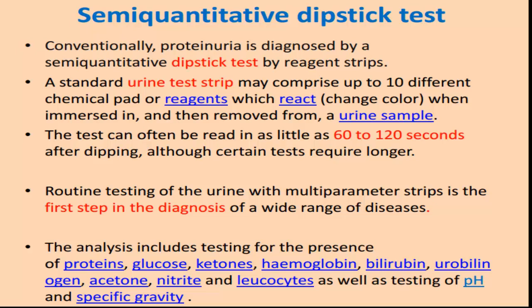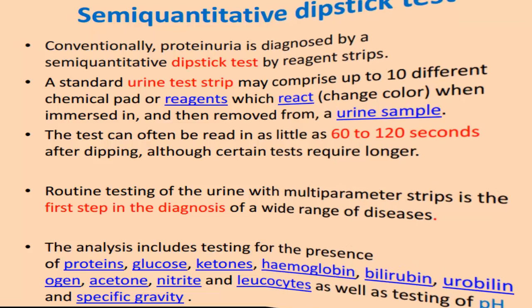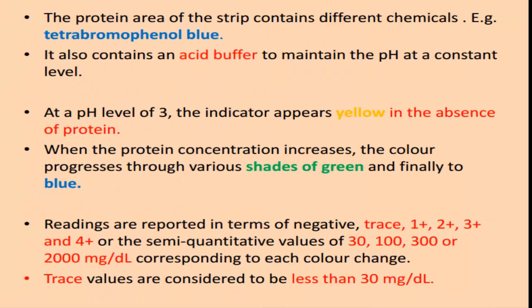The protein area of the strip contains different chemicals, for example, tetrabromophenol blue. The strip also contains an acid buffer to maintain the pH at a constant level. At a pH level of 3, the indicator appears yellow in the absence of protein. However, as the protein concentration increases, the color progresses through various shades of green and finally to blue.